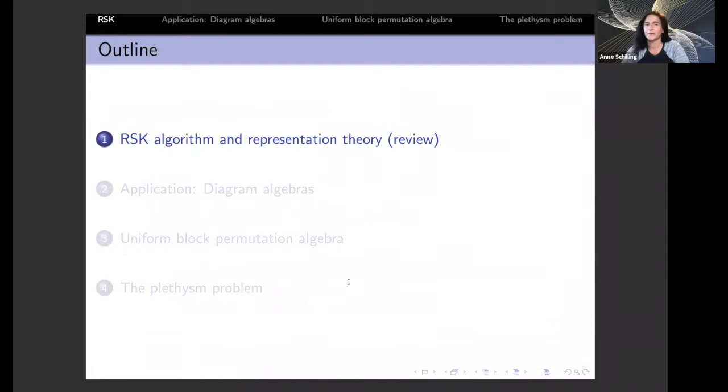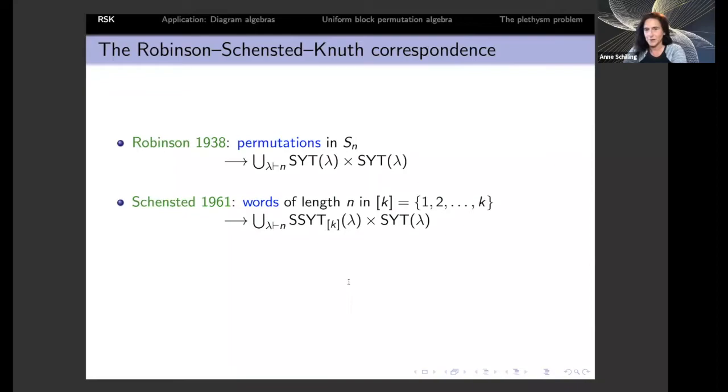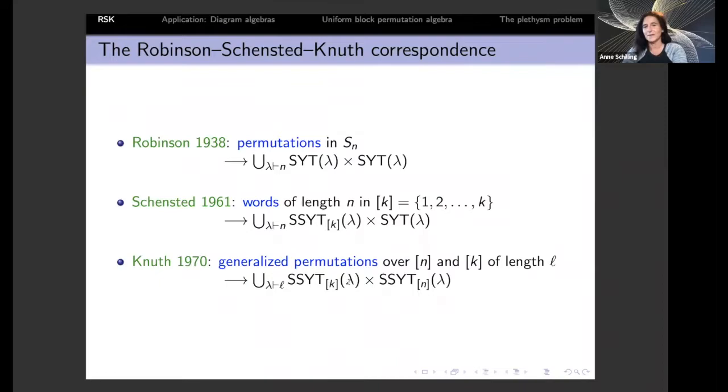Okay, let me start very easy by reviewing the RSK algorithm and describing how this is related to representation theory. RSK stands for Robinson, Schensted, Knuth, and there are basically three variants of this algorithm: one given by Robinson in 1938, one by Schensted in 1961, and one by Knuth in 1970. What Robinson did is he took a permutation of n numbers and gave a bijection from permutations to pairs of standard Young tableaux of the same shape. SYT here just stands for standard Young tableau.